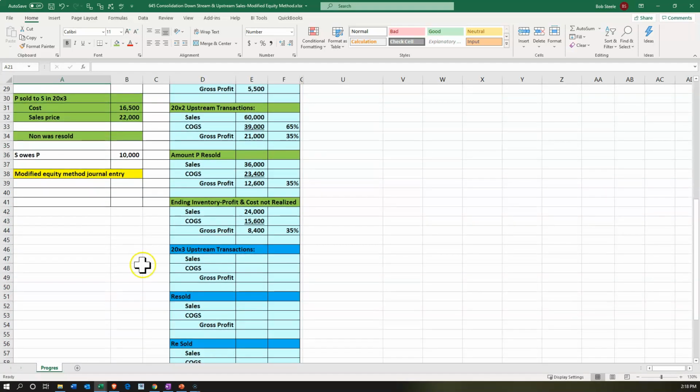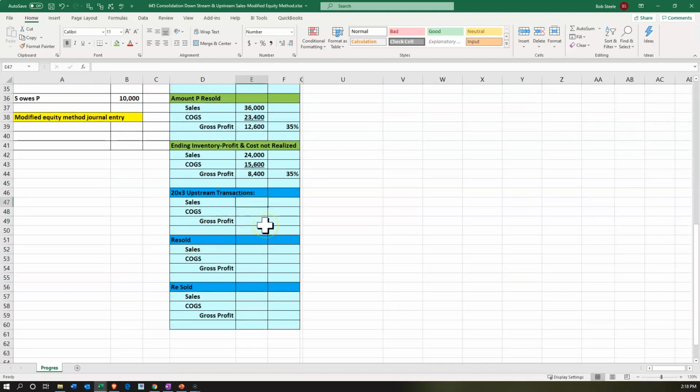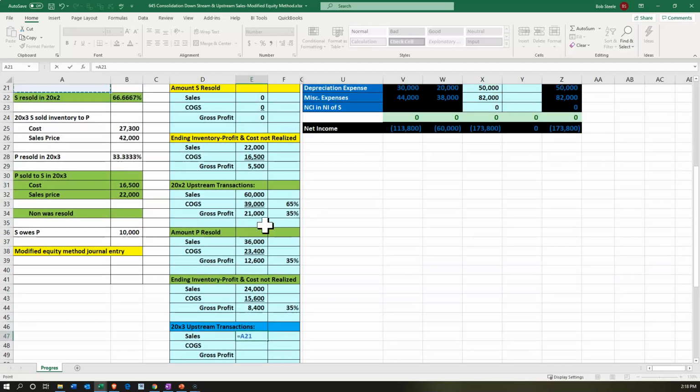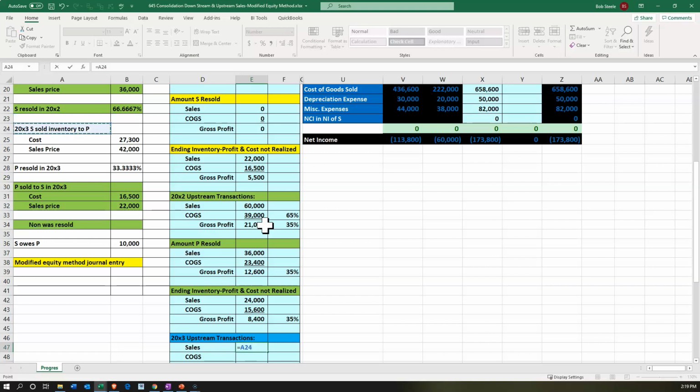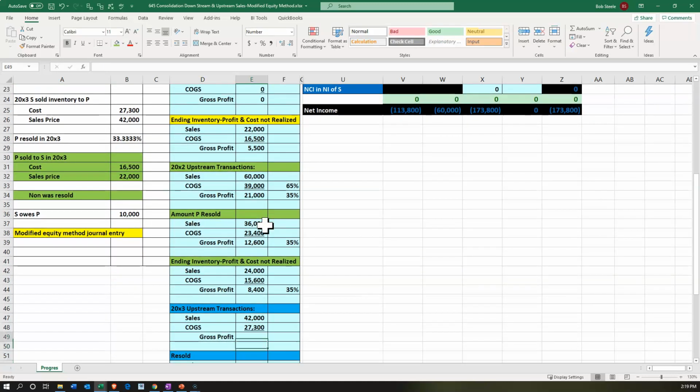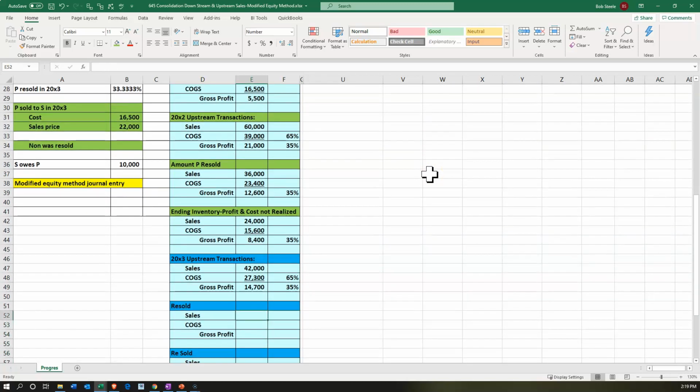Now let's go to the upstream, meaning going from S to P for the current year, 2000X3 in this problem. Our data says that in 2000X3, S sold inventory to P for 42,000, cost of goods sold 27.3, that gives us a gross profit, if we subtract those two out, of 14.7. Gross profit percent being then 35%. Cost of goods sold as a percentage of sales should then be, if we make it a good old percentage up here, the 65%.